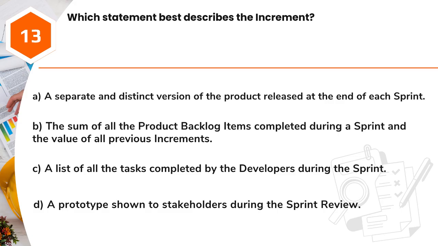Question 13. Which statement best describes the increment? A. A separate and distinct version of the product released at the end of each sprint. B. The sum of all the product backlog items completed during a sprint and the value of all previous increments. C. A list of all the tasks completed by the developers during the sprint. D. A prototype shown to stakeholders during the sprint review.